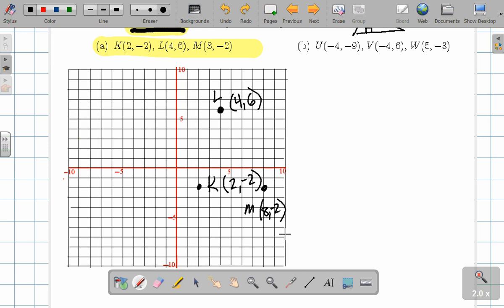Make sure you're using a straight edge for everything. All right, so we are going to do ourselves altitudes. If you have a horizontal or vertical line, always choose that side first. So I'm going to start with KM.